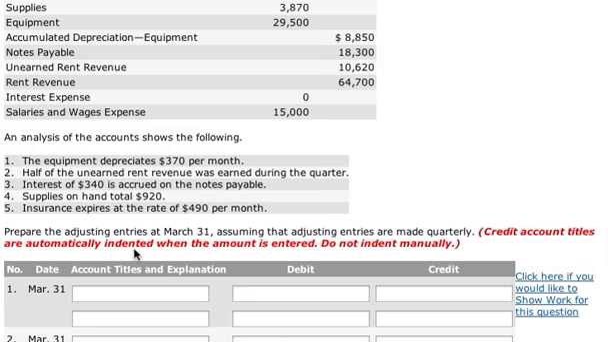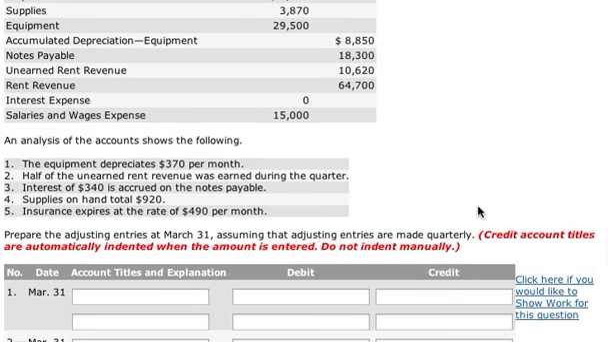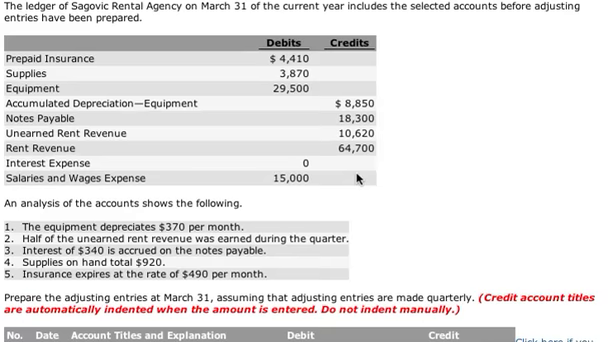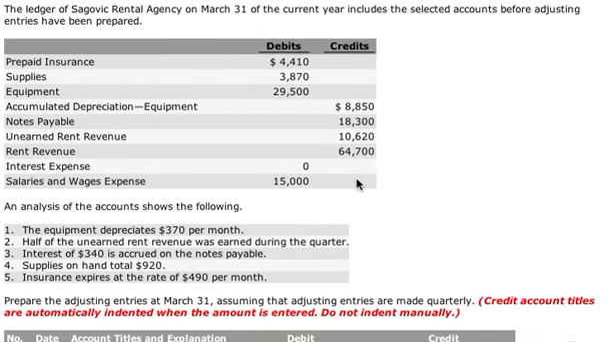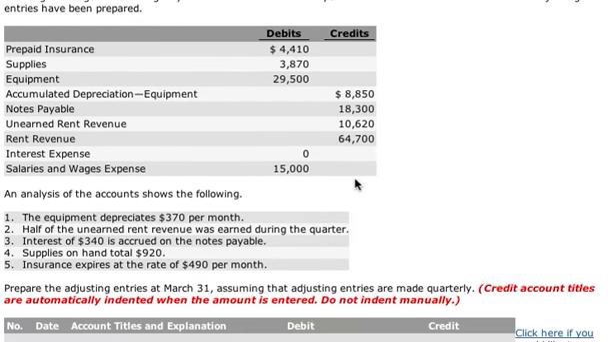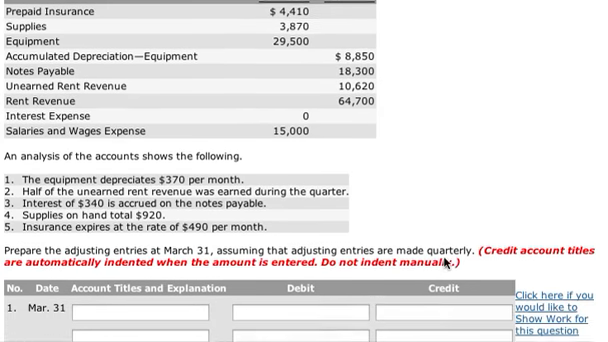Credit account titles are automatically indented when the amount is entered. Do not indent manually. So the first one, equipment depreciates $370 per month, and this is March, so that's January, February, March. That's 3 months. We'll take 3 times 370. I'm going to do that on my phone. So that'll be 1,110.